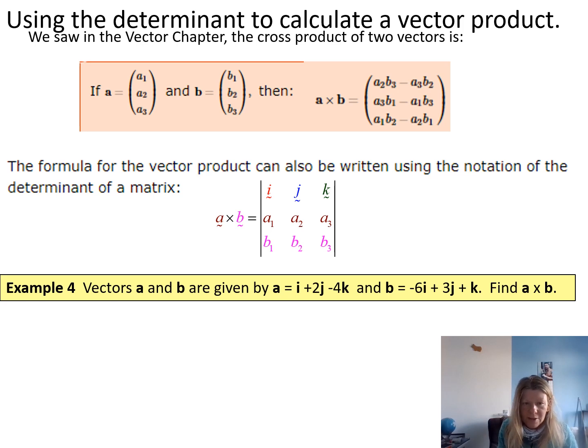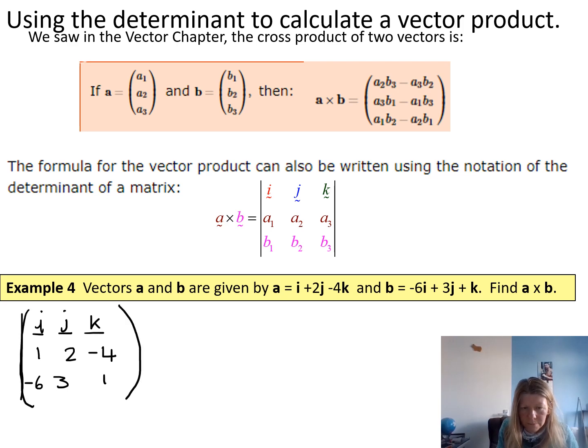So here it says on example 4, last one before I shut up, I think. Those are the two vectors, find A cross B, so if you just practice that again. So we'd write that as i, j and k. And then we've got first vector A, so that's 1, 2, minus 4. And here we've got minus 6, 3, and 1. We're crossing them, so that should be, no, we're not doing the determinant.